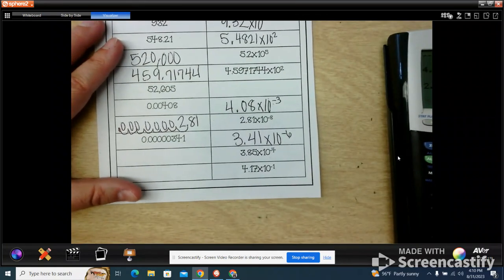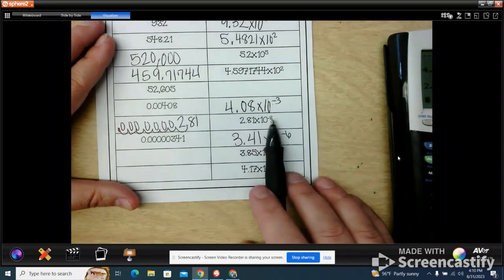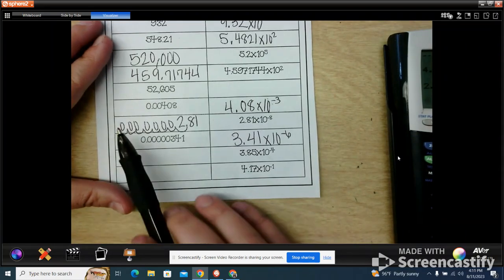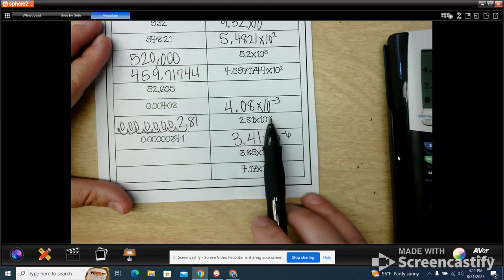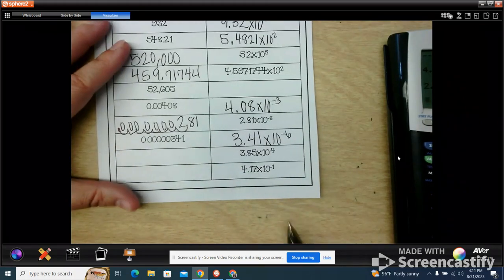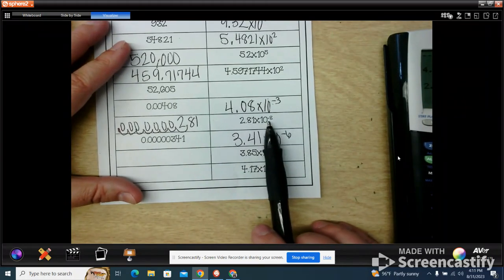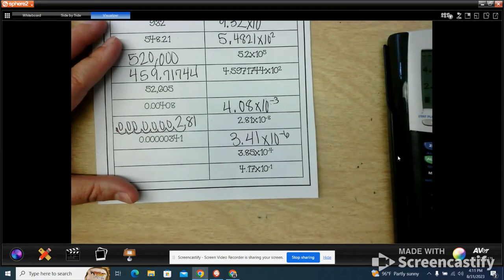So one thing you've got to keep in mind is the exponent and the zeros do not match. 1, 2, 3, 4, 5, 6, 7. We have 7 zeros and 8 as our exponent. Majority of the time, our exponent will be one more than the number of zeros.